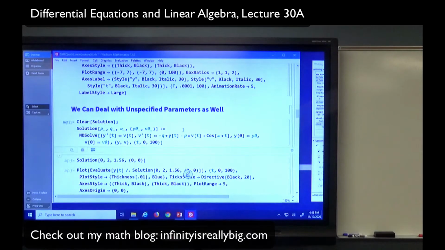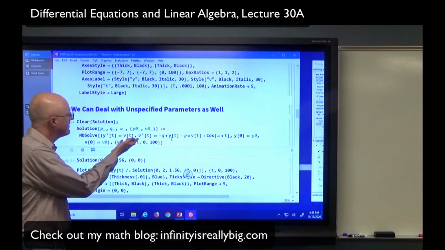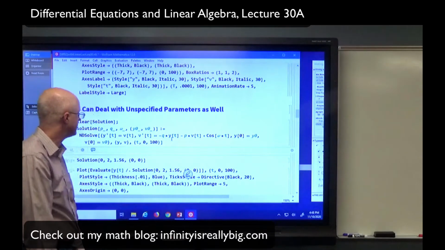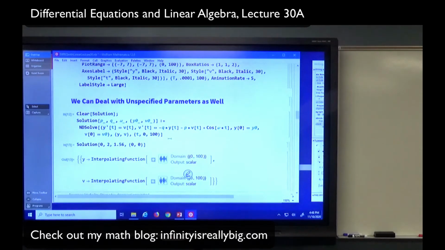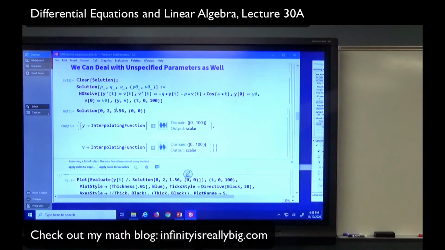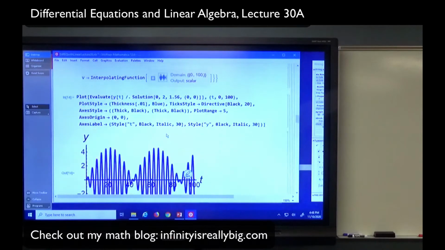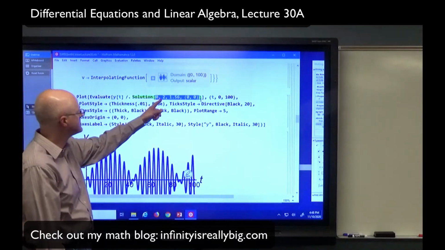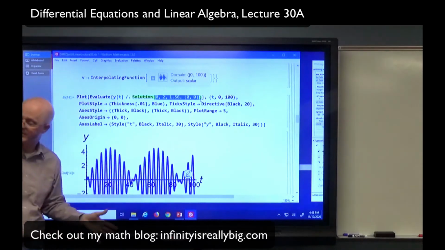This will solve it, but it seems to not produce any output because p, q, omega, y0, and v0 have not been specified yet. That's why there's no output. If I plug numbers in for those things, then I do get output. I get interpolating functions, and if I plug different numbers in, I get different interpolating functions. I can plot these for particular values of p, q, omega, y0, and v0. P is 0, q is 2, omega is 1.56, y0 and v0 both 0. I get the same graph as before.